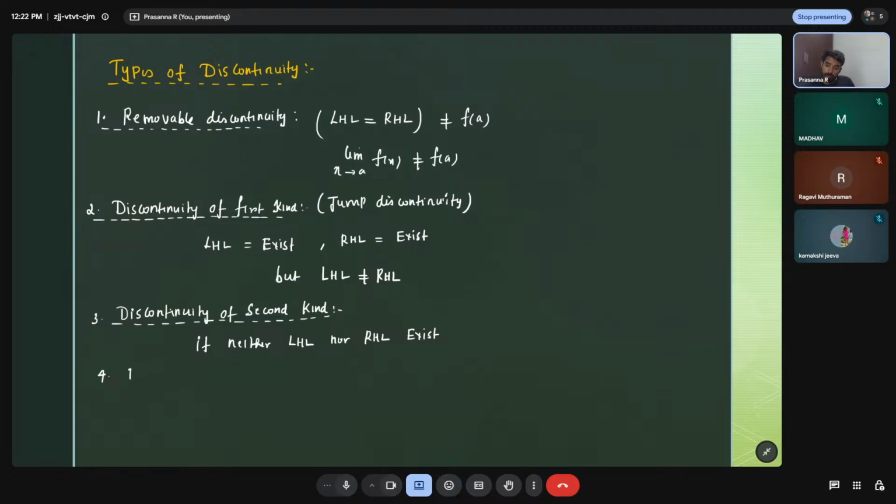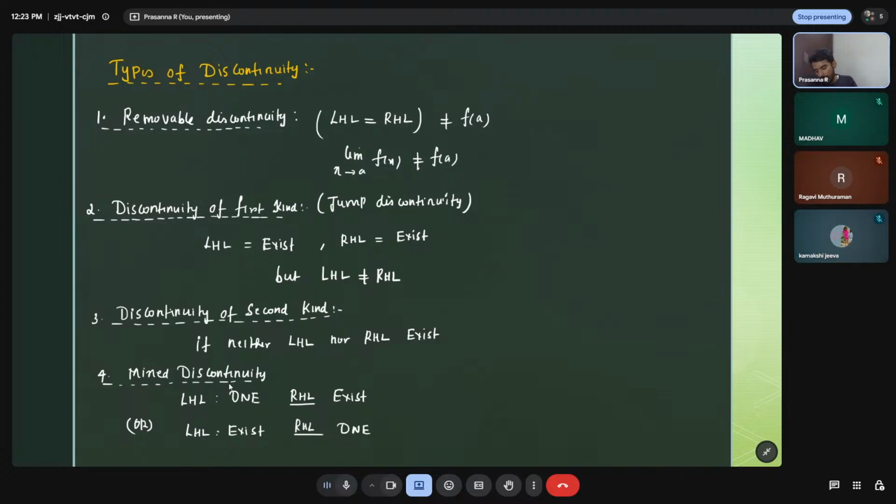Fourth is mixed discontinuity, last. Your LHL does not exist but your RHL exists, or your LHL exists but your RHL does not exist. If this happens, then we say it is mixed discontinuity, right? Now we will do some problems based on this.